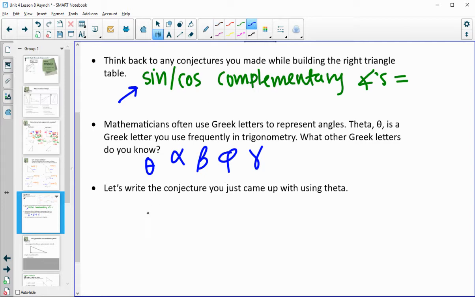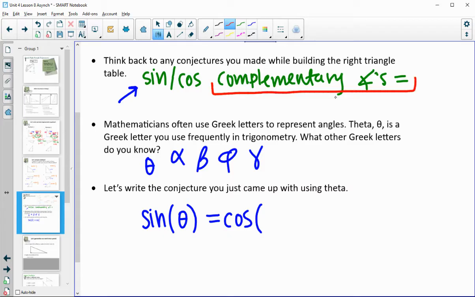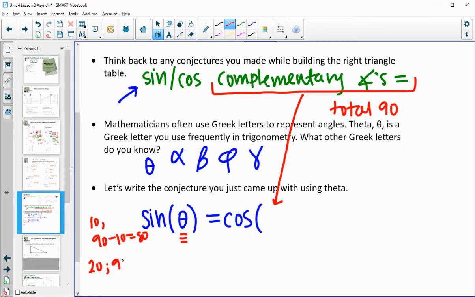So let's write out sine. Okay, so sine of some angle, so let's call it theta, again, just like a variable. Now that's going to equal cosine of a complementary angle. So we want to be able to write the complementary angle here, complementary to this. So what does complementary mean? It means that the two angles total 90 degrees. So if this angle is 10, the complement is 90 minus 10 or 80. If the angle is 20, the complement is 90 minus 20 or 70.